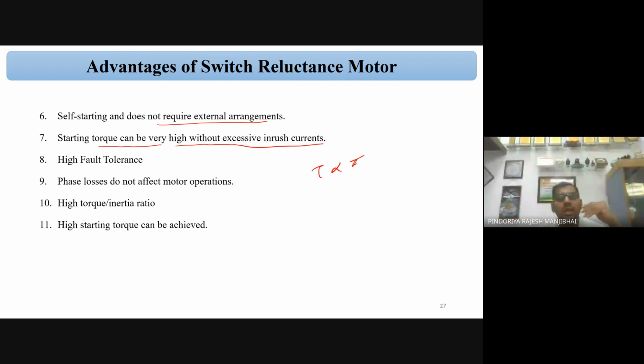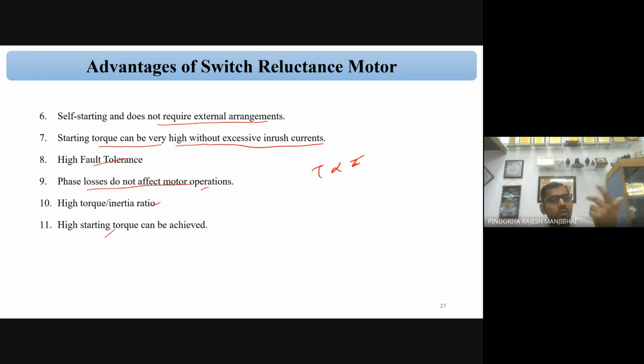Suppose you can give high current, then you will get high torque. High fault tolerance: phase losses do not affect the motor operation, because at a time we operate like 2-phase. High torque-to-weight and high torque-to-inertia ratio, and last one, a high starting torque can be achieved. So these are the advantages of the SRM motor. That's why people are going to use the SRM motor.